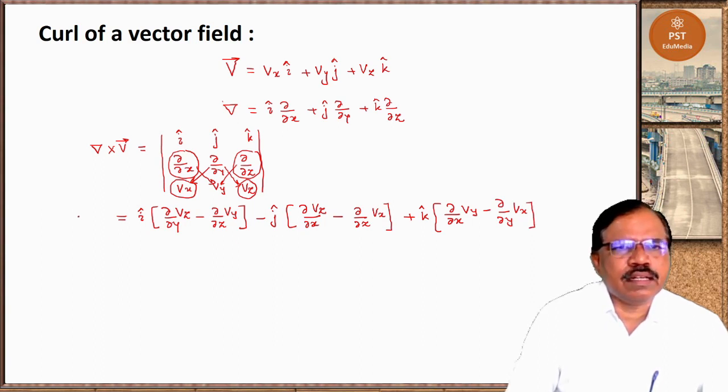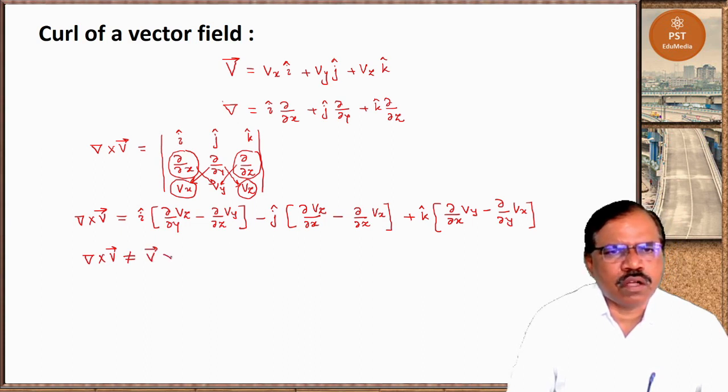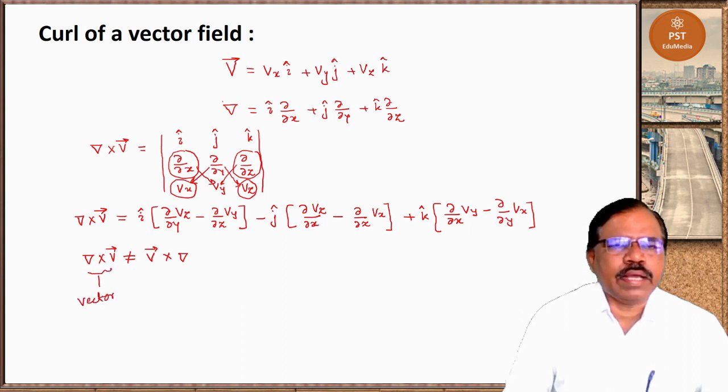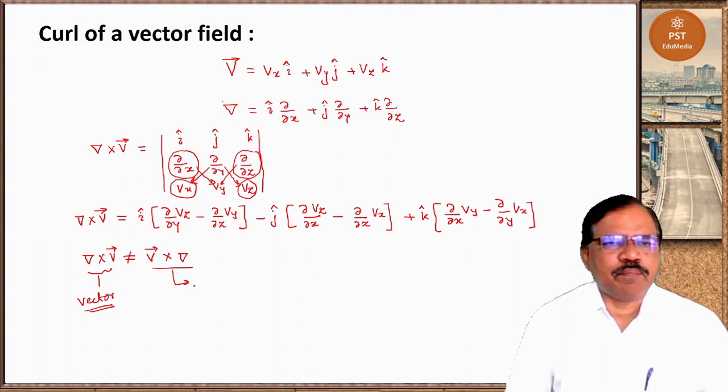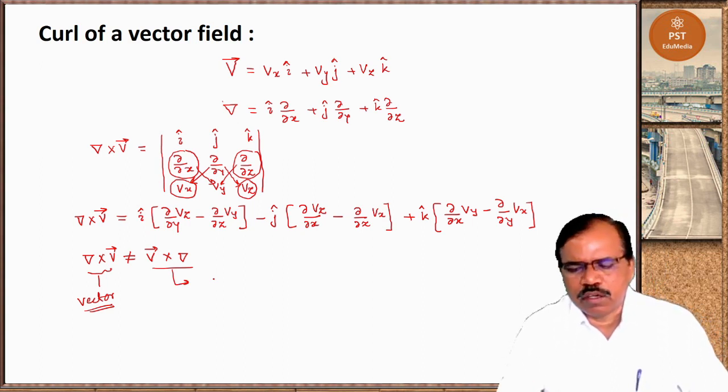So this is the mathematical expression for the curl of a vector. Now we will see here that del cross V will not be equal to V cross del. Del cross V is a vector, and V cross del will be a vector operator, a differential operator. So this is the mathematical expression for the curl of a vector.